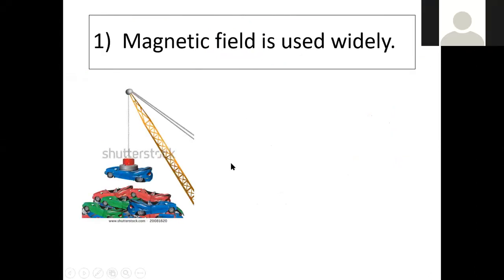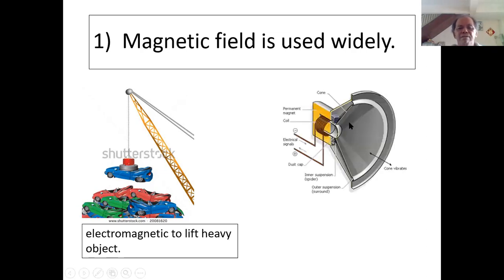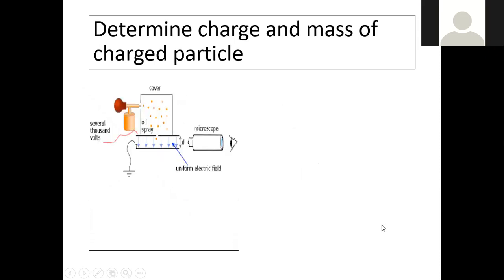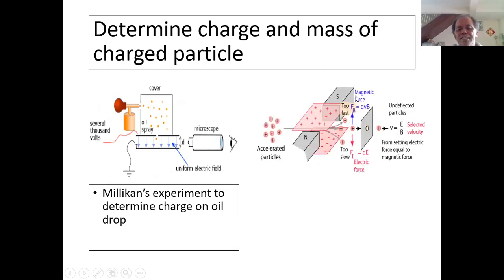Which part? Okay. Magnetic field is widely used in electromagnets to lift heavy objects, in your loudspeaker where you convert your alternating current to voice, into sound. And then Millikan's experiment to determine the charge on the oil drop or the charge on the electron. Then we will study the velocity selector, where you have your electric field and magnetic field to select a particular velocity. That is the formula we derive.